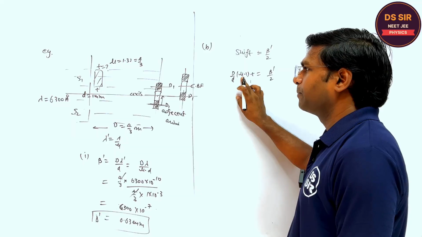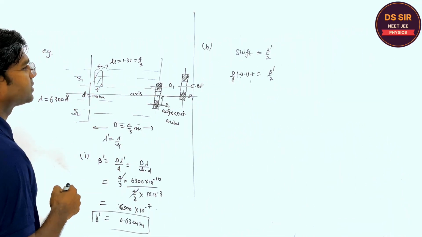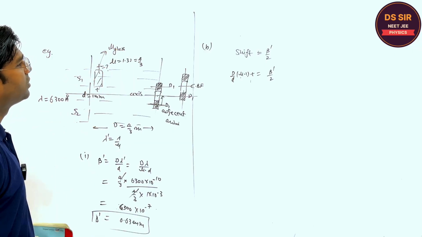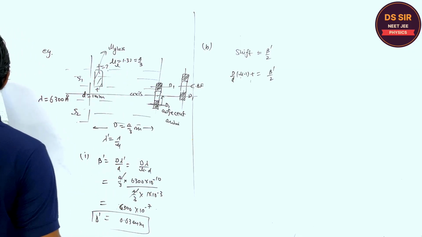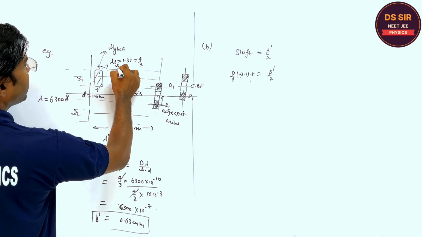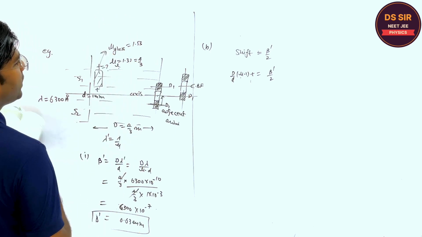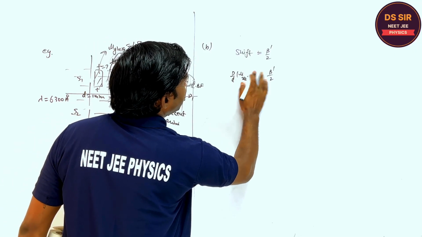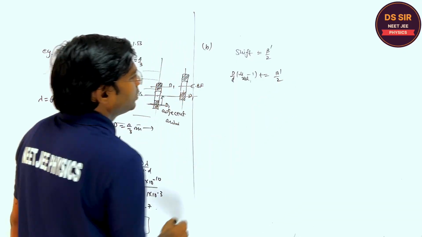Also listen to one more thing. Here the refractive index, whose refractive index is this? The refractive index of this glass slab. Are you getting or not? Listen one more thing. The refractive index of the liquid is 1.33, and the refractive index of the glass slab is 1.53. So you have to take the relative refractive index. You must take care of this.